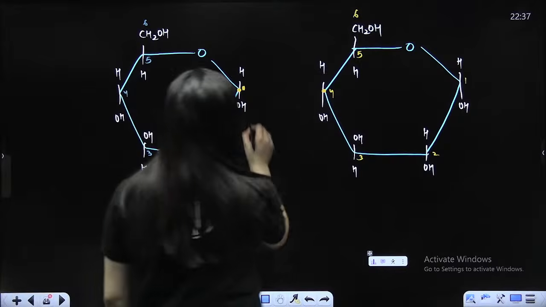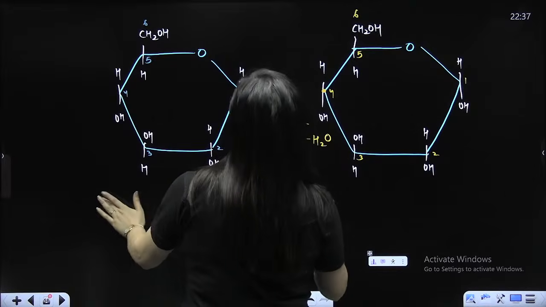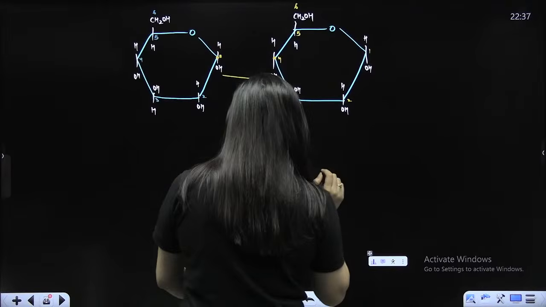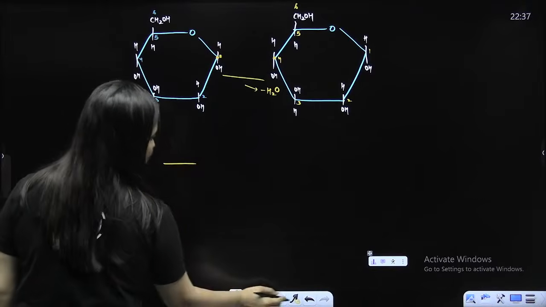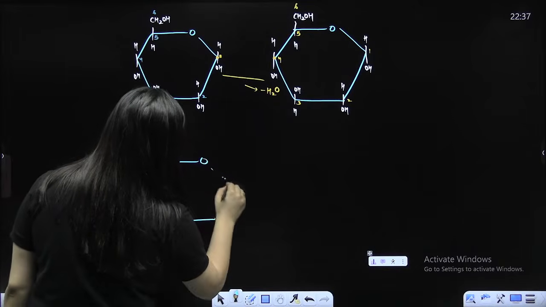The dehydration will occur. It will be minus H2O. The water will release here. What will release? The water will release here. So what will be the resultant then? So that's how the bonding will occur.